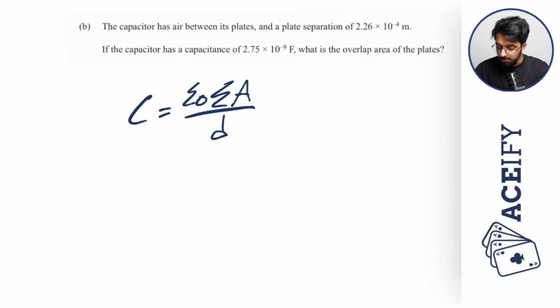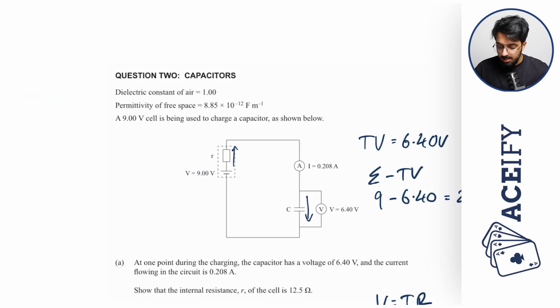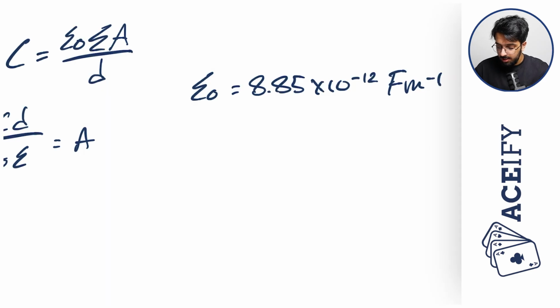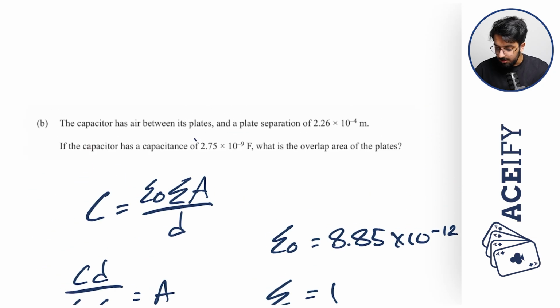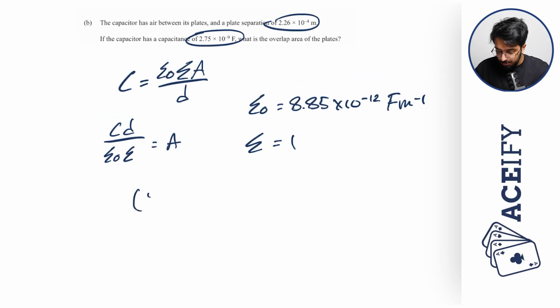And so therefore we can rearrange for area, and we get CD all over epsilon naught times epsilon is equal to our area. Epsilon naught is the permittivity of free space, and that's equal to 8.85 times 10 to the negative 12 farads per meter. The dielectric constant of air is equal to 1 as given at the top, and so that is equal to 1. And our capacitance is given up here. And we also have the plate separation up here as well. And so now we can simply plug in our numbers.